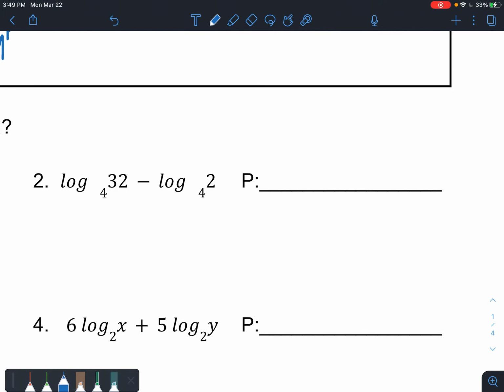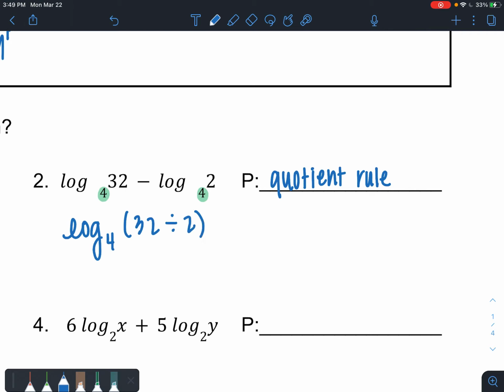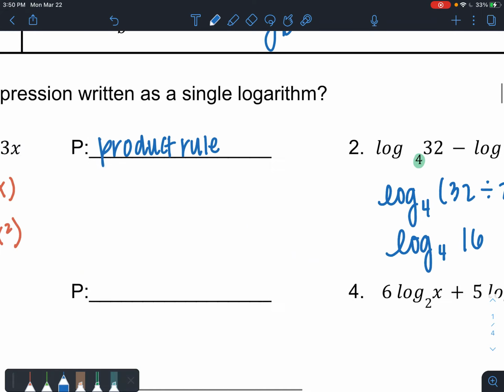All right, this one here, I've got the same base of 4, so I'm able to do it. And since I have subtraction, I'm going to use the quotient rule, which says that if I have subtraction, I'm going to take log with the same base, and I'm going to divide those two values. So I have log of 32 divided by 2, which is log base 4 of 16. And we don't really need those parentheses, actually. I'd rather it be without.